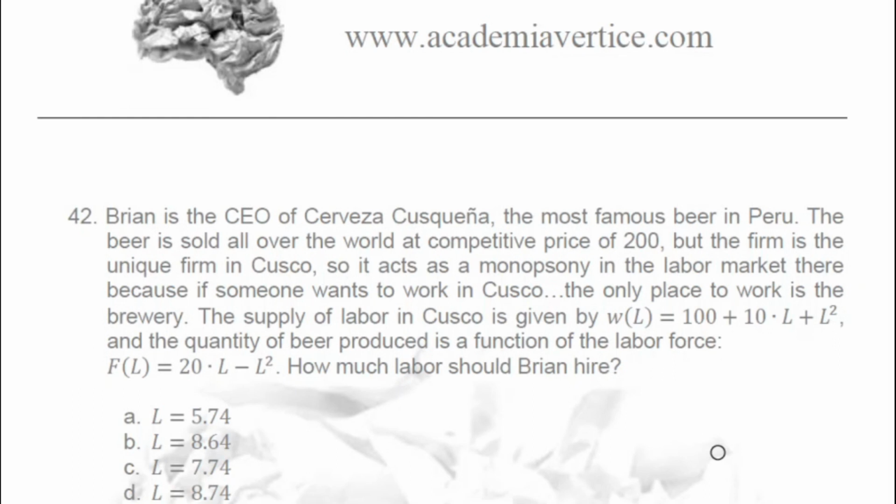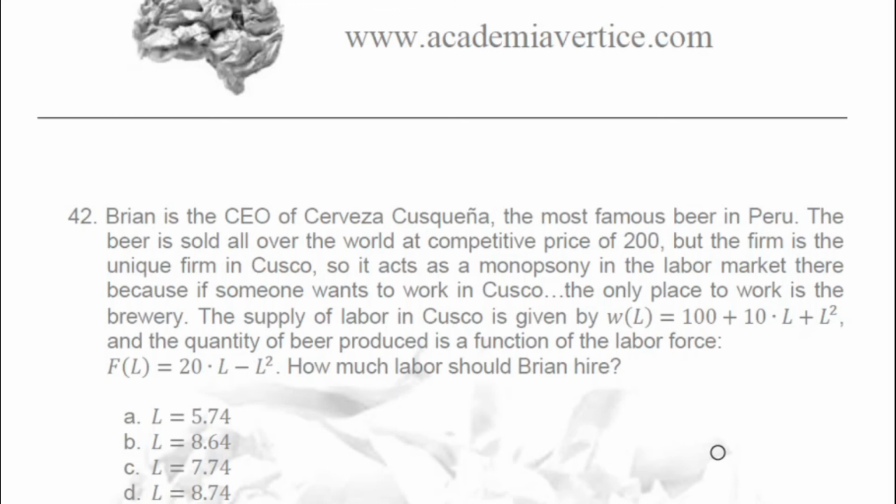Brian is CEO of Cerveza Cusqueña, the most famous beer in Peru. The beer is sold all over the world at a competitive price of 200, but the firm is the unique firm in Cusco, so it acts as a monopsony in the labor market there, because if someone wants to work in Cusco, the only place to work is the brewery. The supply of labor in Cusco is given by W equal to 100 plus 10L plus L squared. And the quantity of beer produced is a function of the labor force. Okay, how much labor should Brian hire?